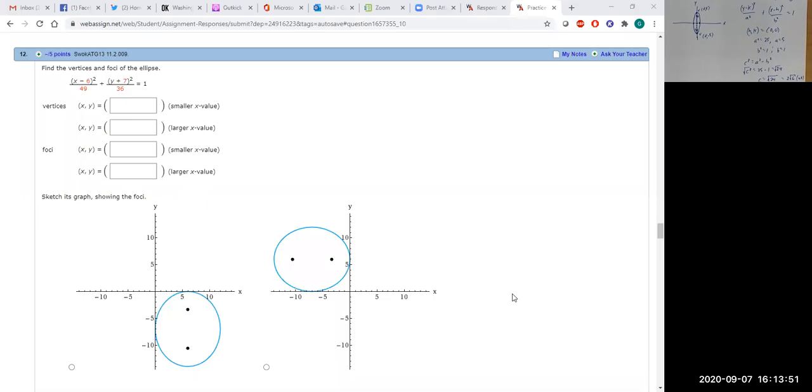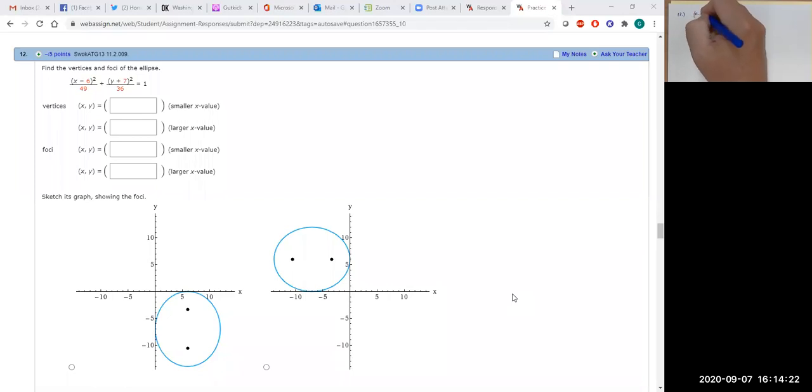Number 12. Looks like another equation and figuring out the standard things. This one's a little different. In the first two, the center of the ellipse was the origin. Looks like that's not going to be the case here. I just take a first glance at this problem. Then write down the equation for number 12.